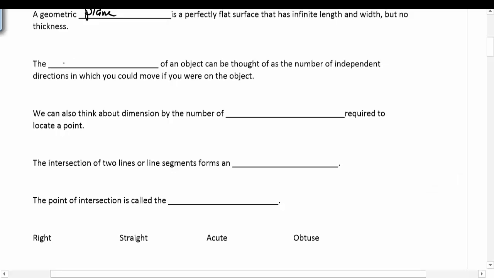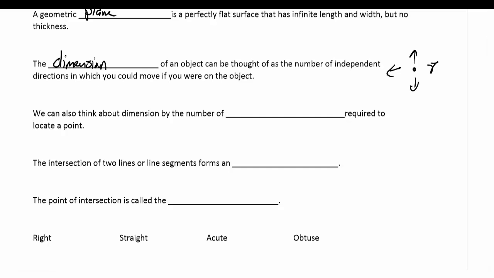Okay, the dimension of an object can be thought of as the number of independent directions in which you can move if you were on the object. So if thinking about a point, you can go up or down or left or right. And if we add multiple directions, so 2 dimensions versus 3 dimensions, we get different types of objects. We can also think about dimension by the number of coordinates needed to locate a point.